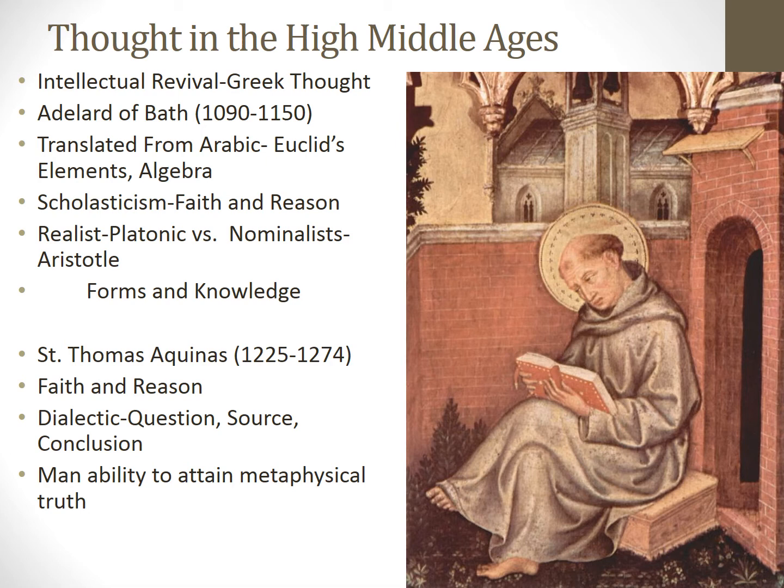And there were great thinkers like Adelard of Bath, for example, who was one of the greatest thinkers of the High Middle Ages, who translated from Arabic Euclid's Elements and works of algebra. And of course, these were very significant because it demonstrates again the importance of the Islamic world to allowing for the intellectual revivals in Europe to occur.